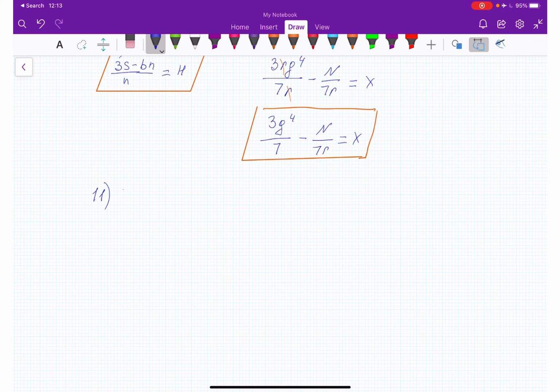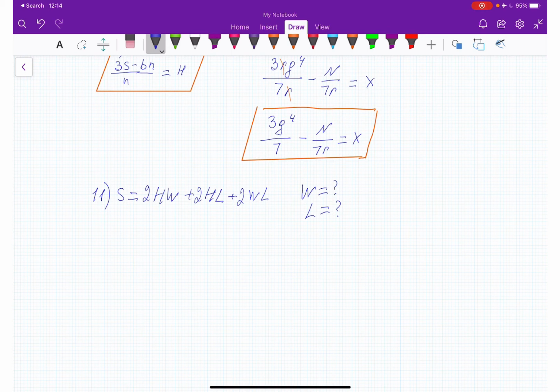We have S is equal to 2HW plus 2HL plus 2WL. Okay, let's solve for W and then let's solve for L. First we are solving for W.